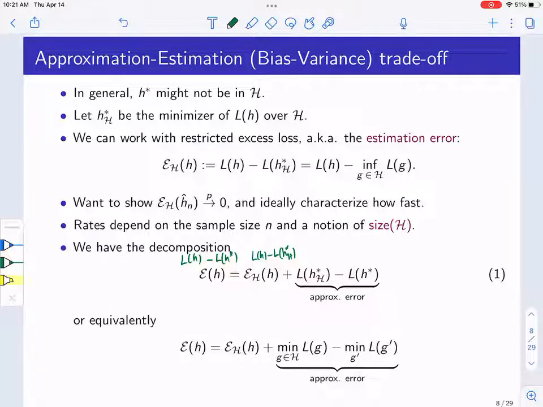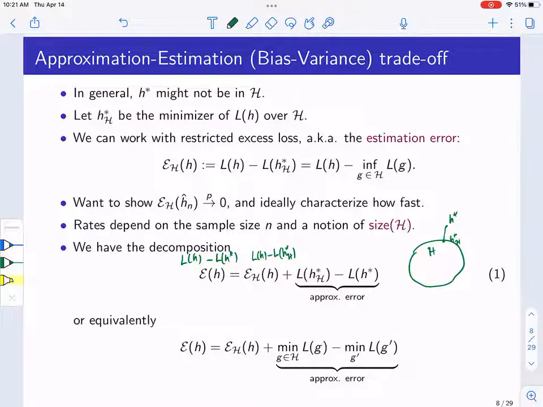So you can call this the approximation error. This is a deterministic quantity. There's no randomness in this. And this depends on how well the class of functions can approximate your true function, right? So this is class H, and this is h*. In general, h*_H would usually be at the boundary. There is some error here. That's the approximation error.